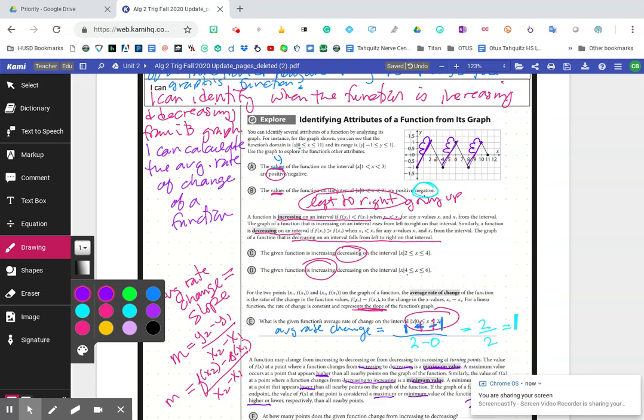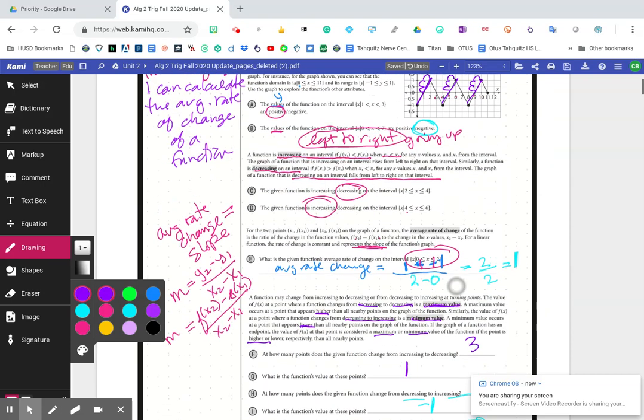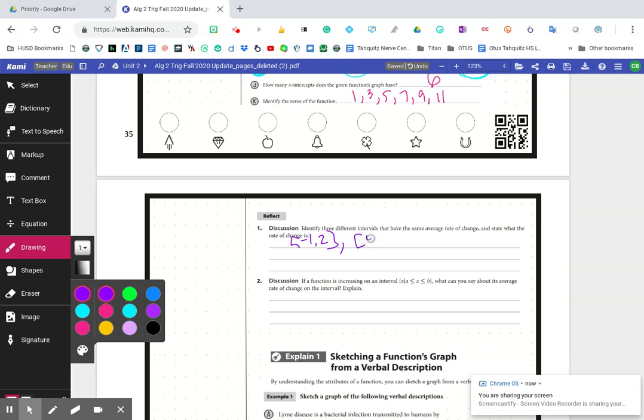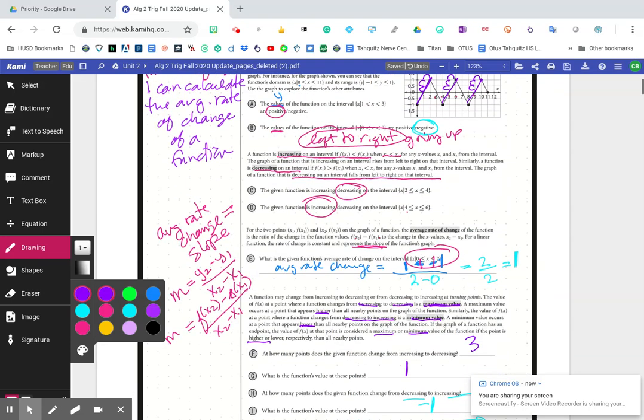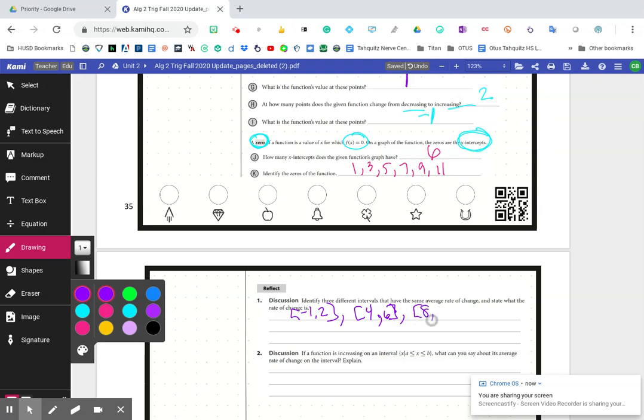So I could use the intervals from the x value -1 to 2. The next one is from 4 to 6. And from 8 to 10. And then the rate of change we decided was going to be 2. So I'm going to write average rate of change equals 2.